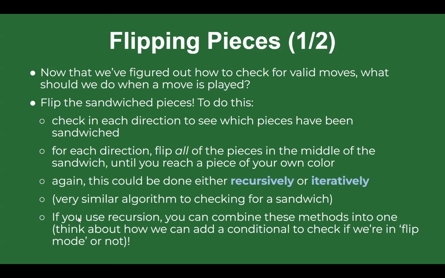and it's a very similar algorithm to checking for a sandwich. And if you use recursion, one of the big benefits is that you can actually combine these two functionalities into just one method, where essentially you check for the valid move, and then once you place it down, you basically call the same method, but now you're in flip mode. And as it's going through in the directions that there is a sandwich, it's flipping all the pieces.